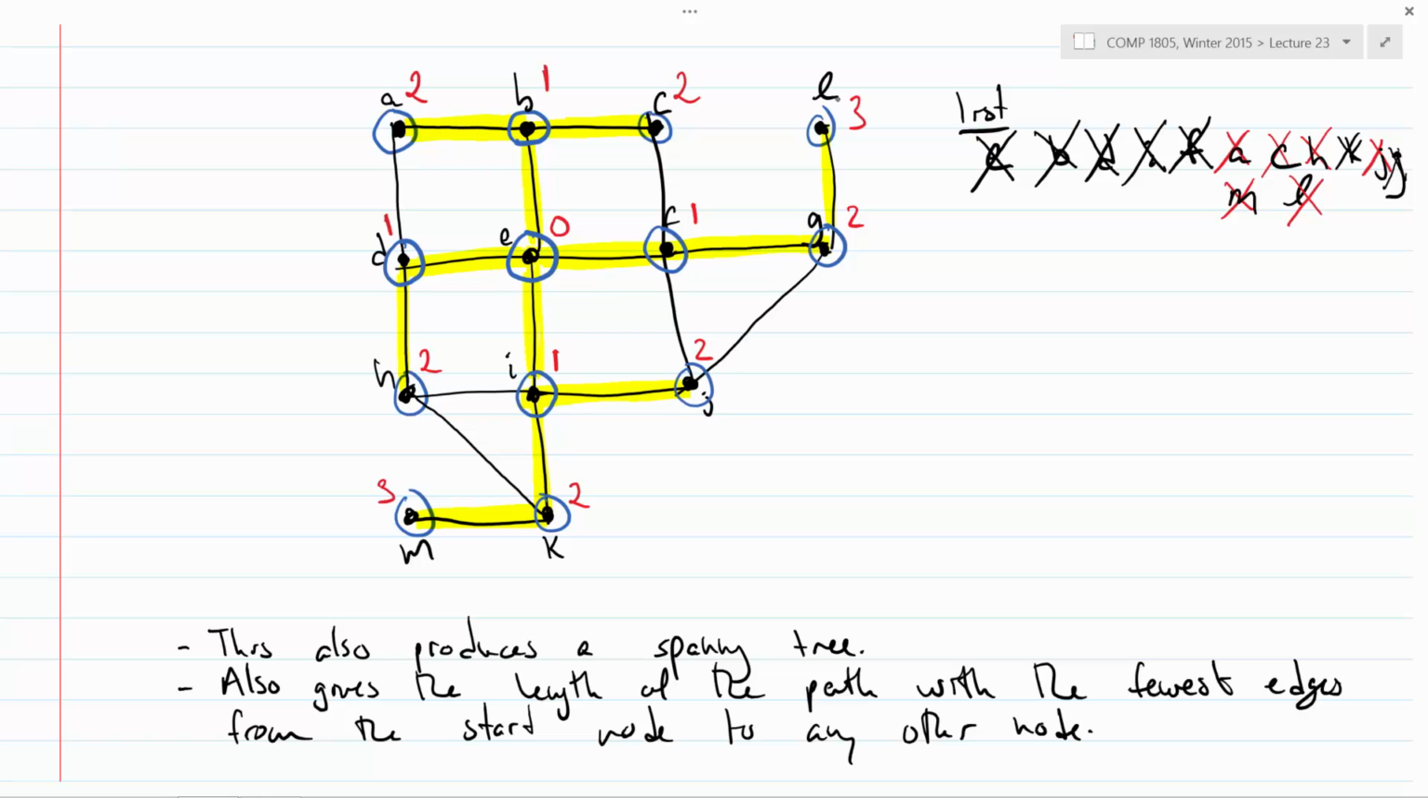So notice I've said that this gives you the length of the path with the fewest edges, and that sometimes might be a shortest path, right? Not always. It depends on what you mean by shortest path. If you're talking about a computer network of some kind, and all you're concerned about is the number of hops between two machines, well then this is the shortest path.